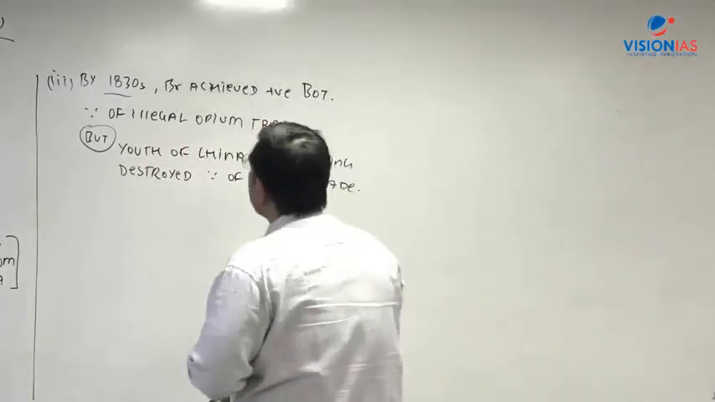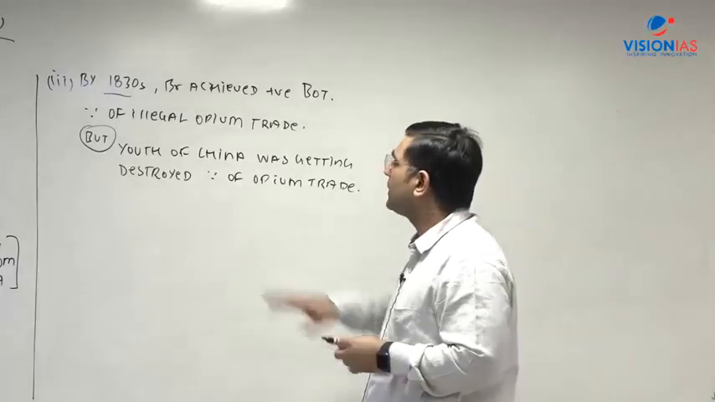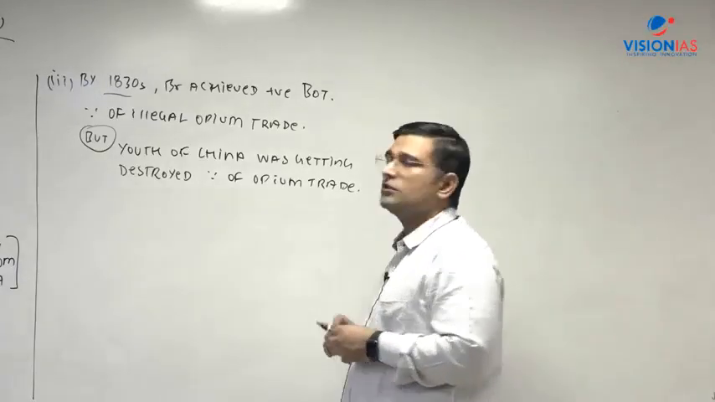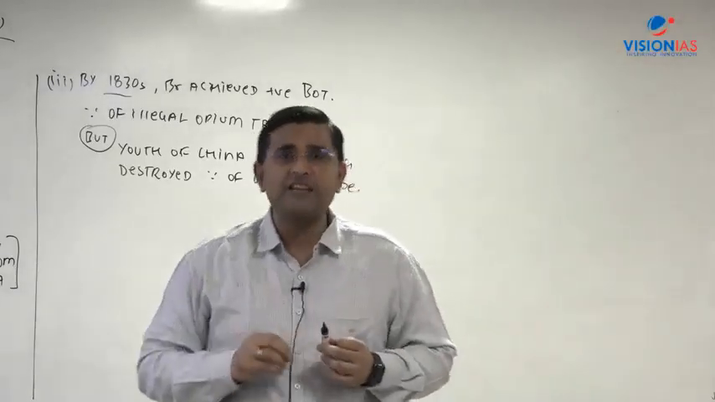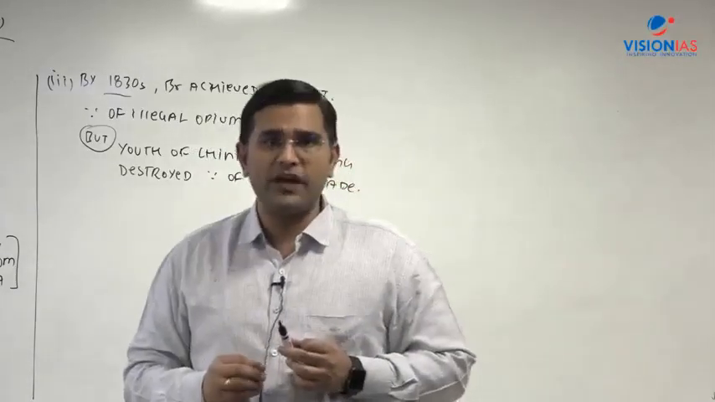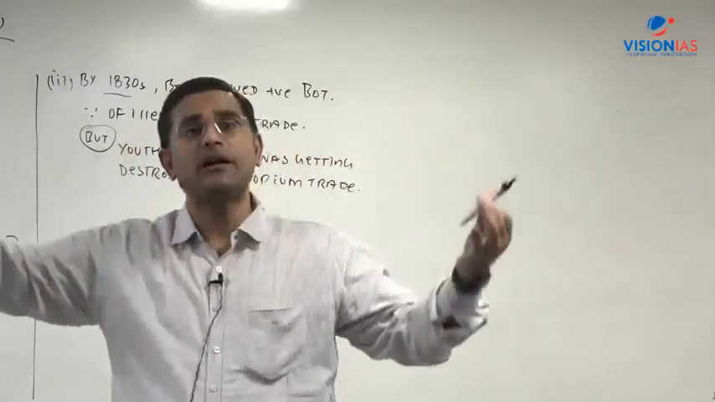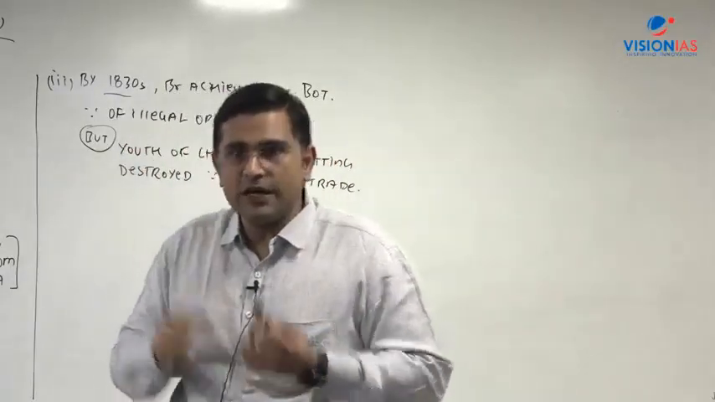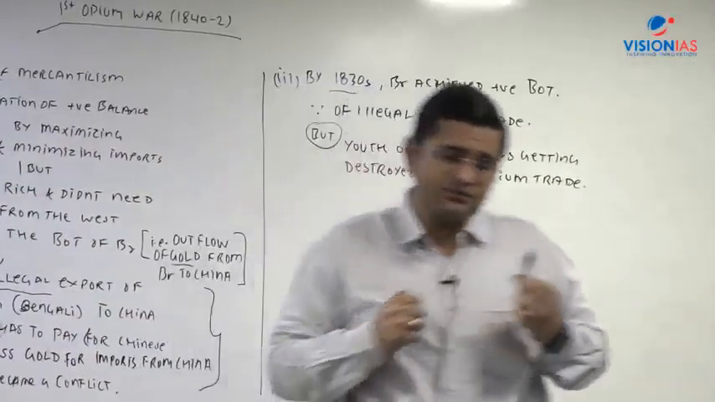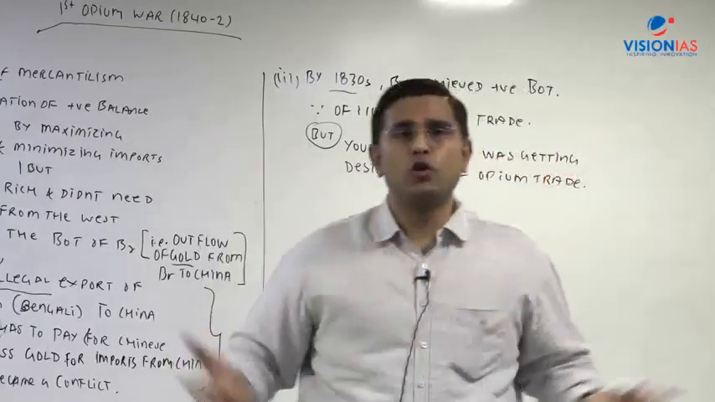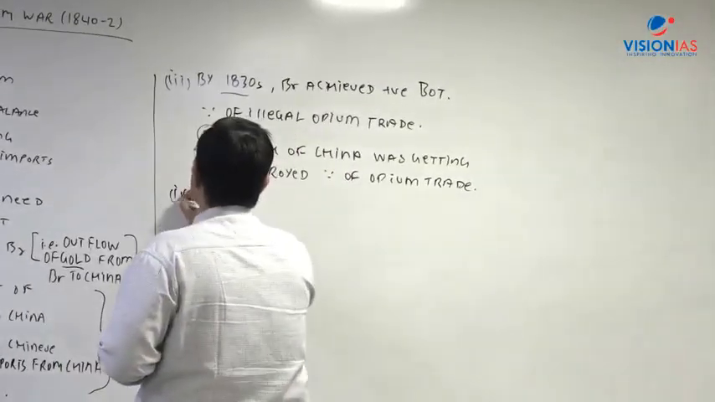By the 1830s the British achieved a positive balance of trade because of the illegal opium trade, but the youth of China was getting destroyed because of the opium trade. So finally around 1840, the Chinese cracked down on this illegal opium trade and did their own opium dumping, like you had your Boston Tea Party. Similarly, the same thing was done. The Chinese authorities seized the vessels of the British and destroyed all the opium which was there. And this became a cause for the Opium War.